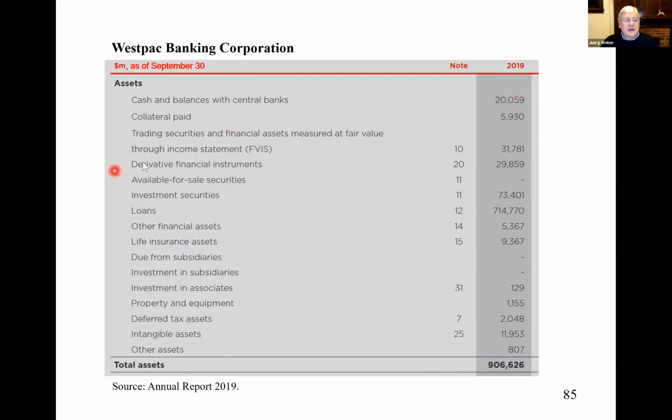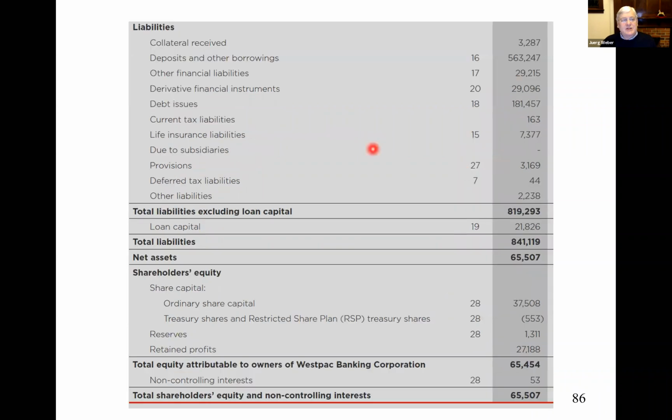Amongst assets, we have those derivatives, 29.8 billion. So actually, it's slightly positive. That's what they're holding in the derivative securities markets. It's very important that the banks also list the value of those forward contracts, futures contracts, swap agreements, and options. So that's the balance sheet of a bank.